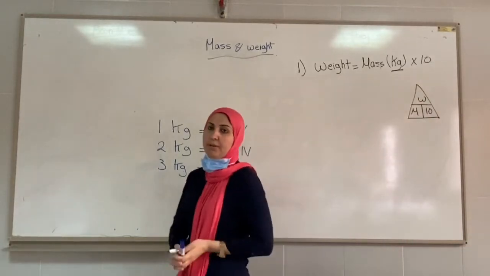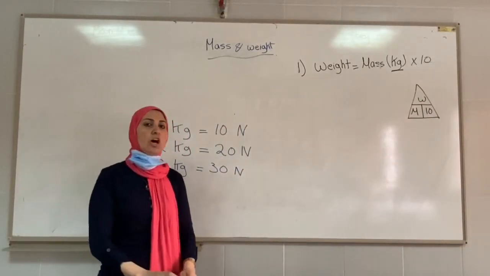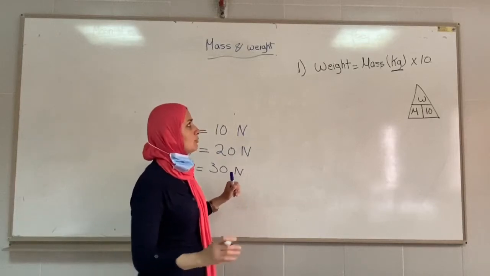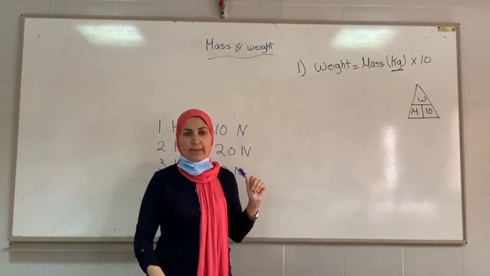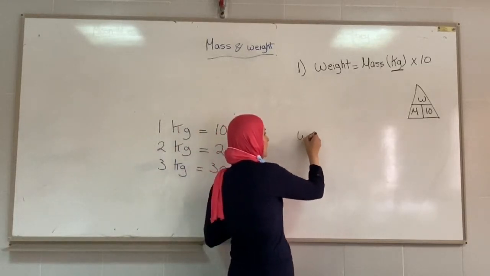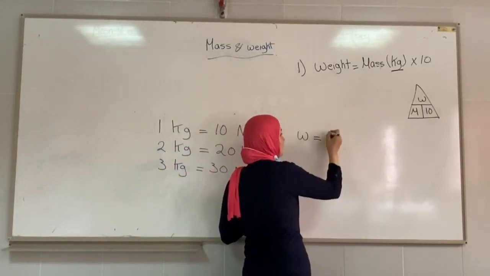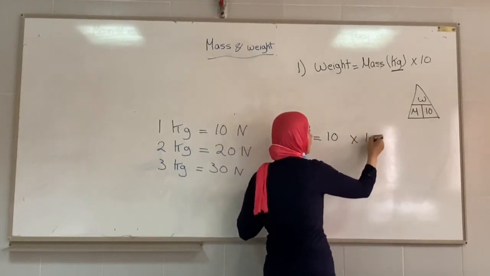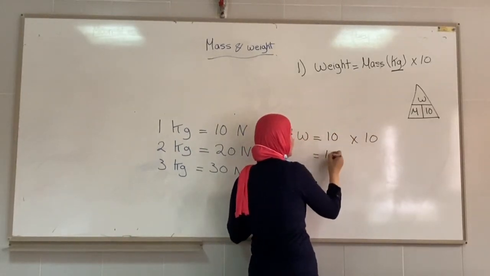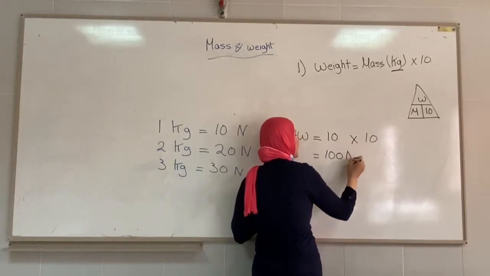For example, if the mass of an object is 10 kilograms, and I want to calculate the weight, the weight is going to be the mass, 10, times 10, so the weight is going to be 100 Newton.